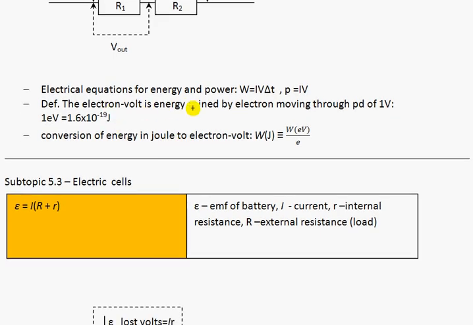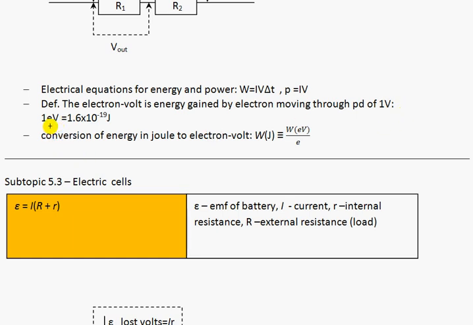Electrical equations for energy and power. For energy it will be IVt, for power P = IV, power current voltage. Also useful is definition of electron volt. Electron volt is energy gained by electron moving through potential difference of 1 volt. So it's 1 electron volt.